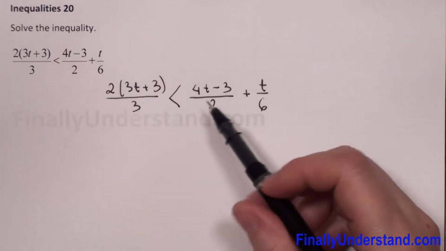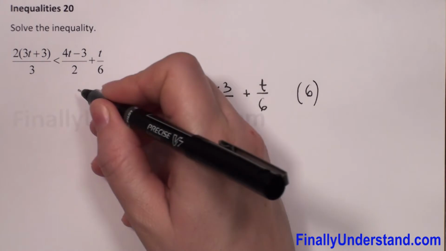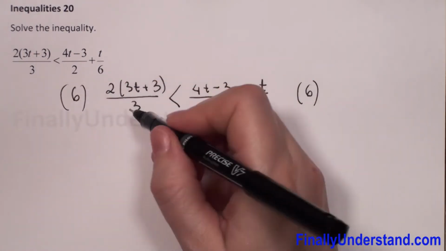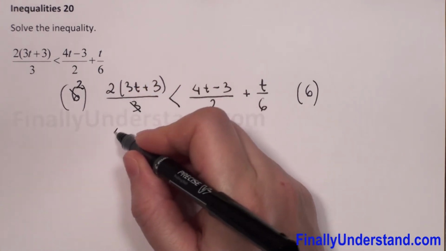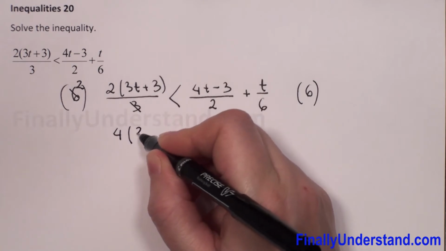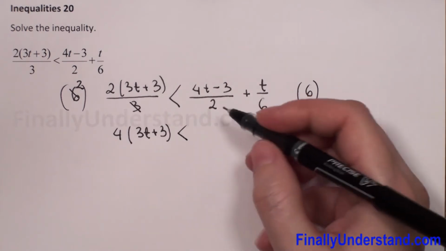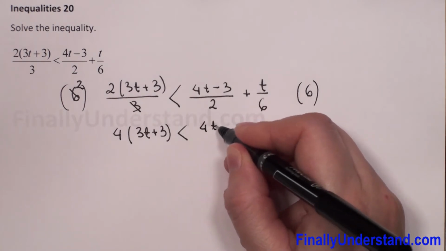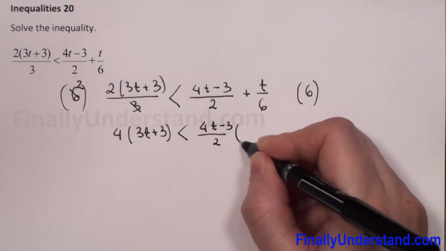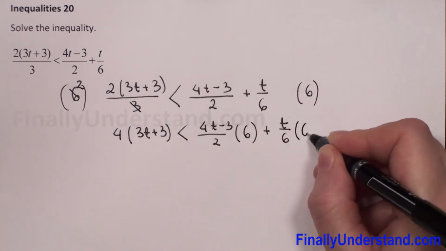6. Because I have fractions, I have to multiply both sides by the common denominator, 6, on the right and left sides. So 3 and 6 will cancel, and I have 2 times 2 will be 4 times (3t plus 3) in parentheses is less than, and now I have to multiply both fractions by 6. So I have (4t minus 3) over 2 times 6 plus t over 6 times 6.